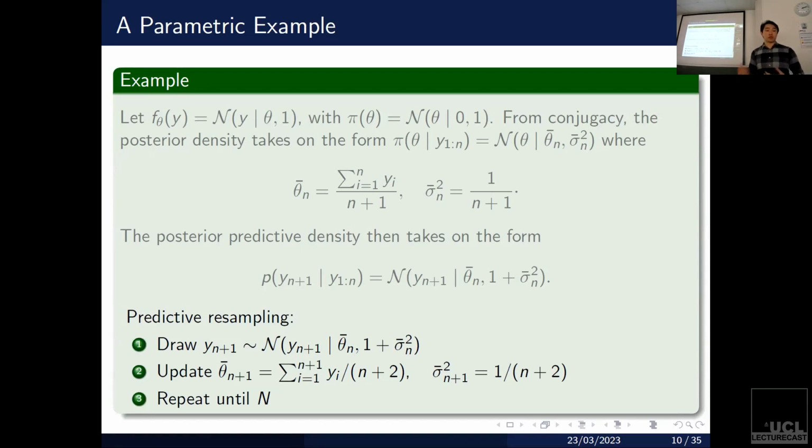It's just going to be the average of your original data points plus this new simulated data point y_{n+1}, noting that in the divisor, we've also added a +1. Similarly, the variance is now going to be proportional to 1 over n+2 because you've seen an extra data point. And then what predictive resampling means to do is just to continue this onwards to infinity. So we're just going to keep drawing y_{n+2}, y_{n+3}, all the way to infinity. We're going to see what happens to this random variable at the end.